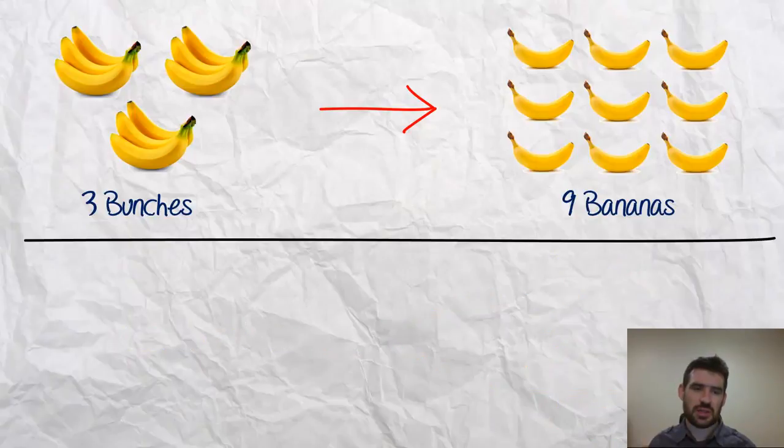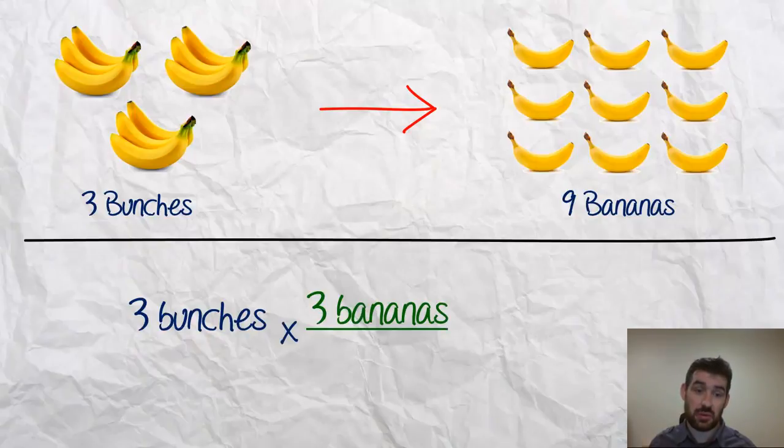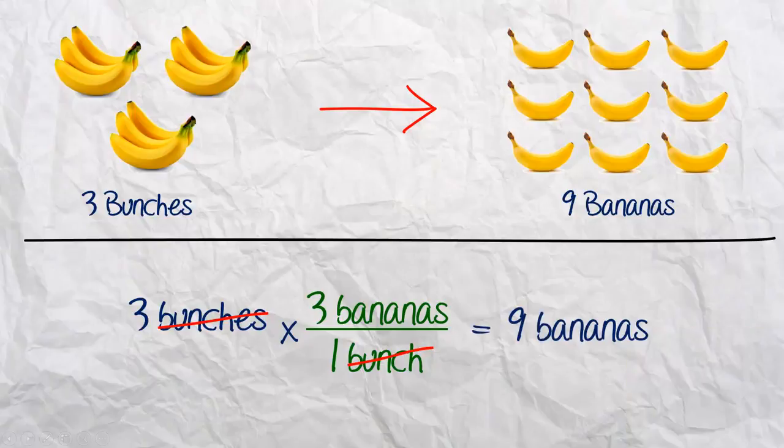So let's go through the calculation. We start off with 3 bunches, and then we use our conversion factor. We multiply by 3 bananas and divide by 1 bunch. The bunches cancel with each other. That means that we are left with just units of bananas. When we multiply this out, we have 3 times 3 with units of bananas, so we get 9 bananas. This is a basic unit conversion. All other unit conversions are just more complicated versions of this.